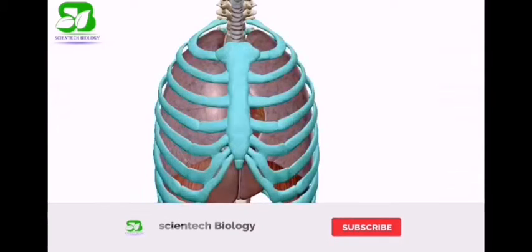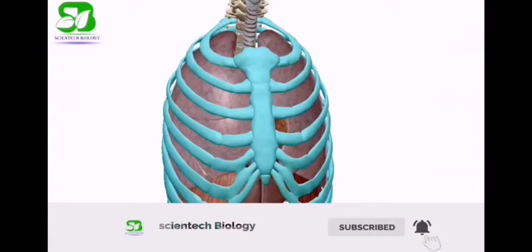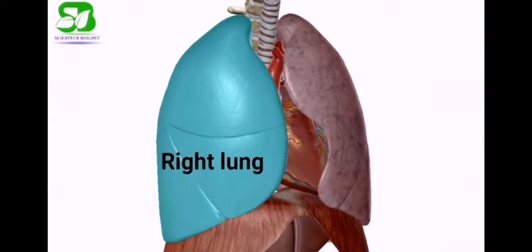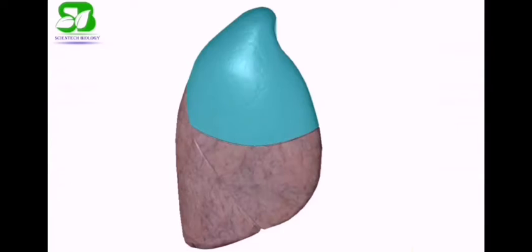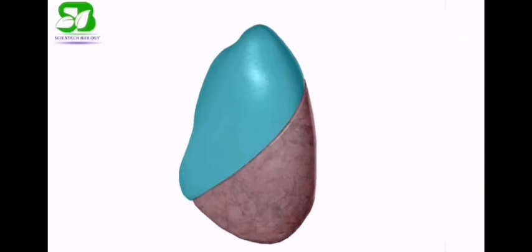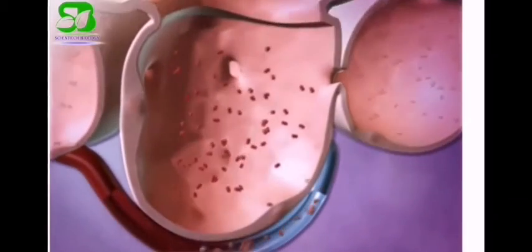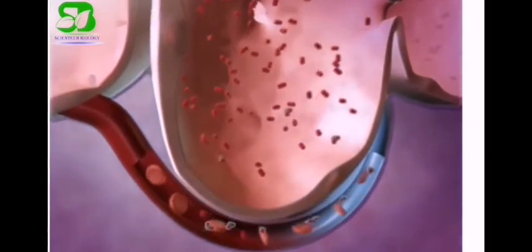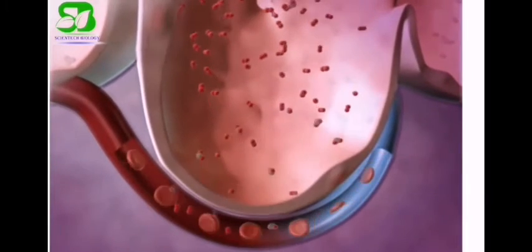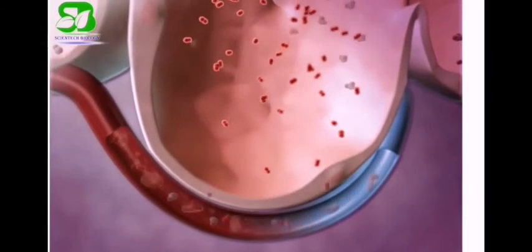There are 2 lungs in the human body, which are located inside the thoracic cage. The right lung is bigger than the left. The right lung has 3 lobes and the left has 2. Hundreds of millions of alveoli exist inside each lung. These alveoli are air sacs surrounded by a network of blood vessels that provide space for gas exchange.